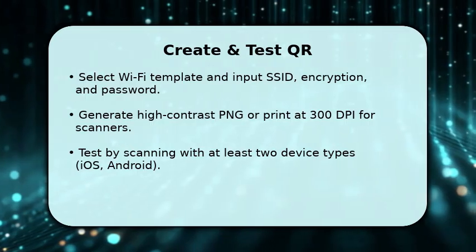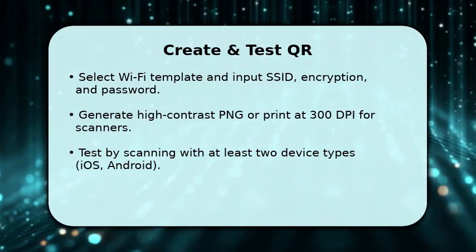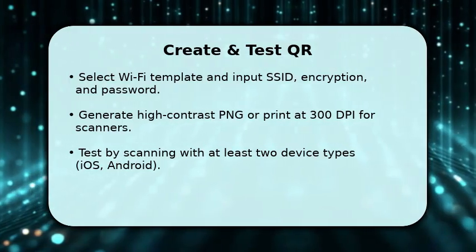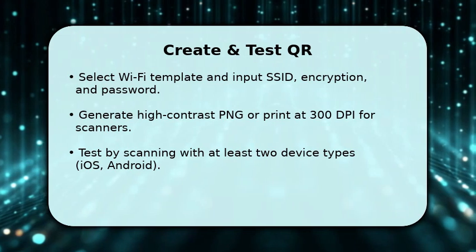Once saved, test the QR with your phone's native camera and a second device to confirm automatic join behavior. If both succeed, you've validated the code works across platforms.